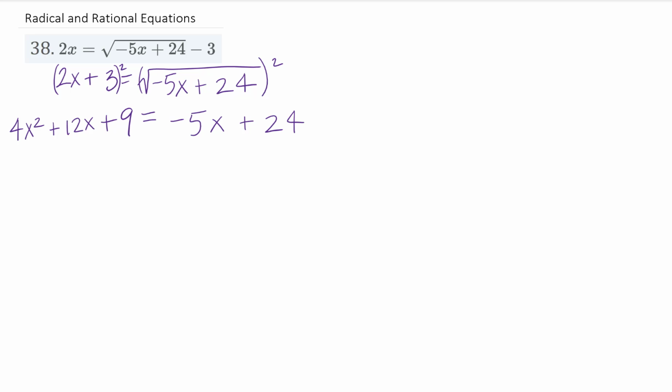All right, so now that we have this, we want to set it equal to 0. So you're going to add 5x and you're going to subtract 24. And you're going to end up getting 4x squared plus 17x minus 15 equals 0.